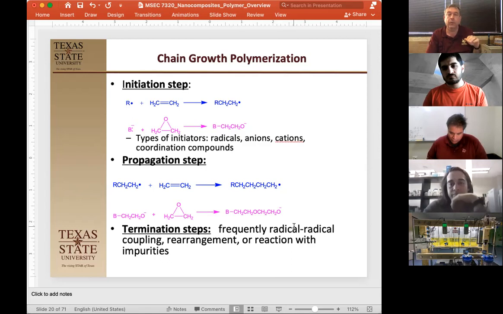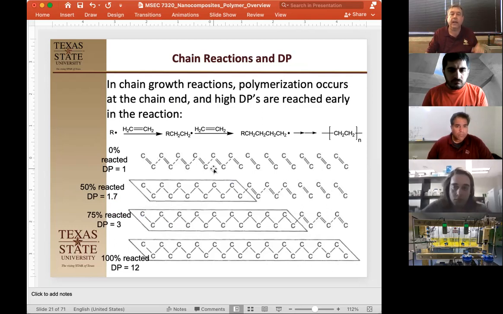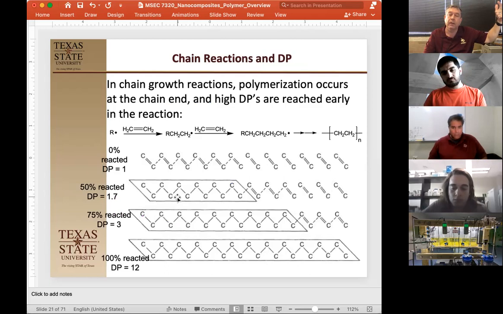All right, so that being said, and I got a couple minutes left, let's look at chain reaction as a function of dP. Okay, so when none of the molecules are reacted, they are all just sitting there, nothing happening right here. And if we initiate this and start growing, remember, it starts growing at the end of that chain. So only the one that's growing is consuming monomer. So that means at 50%, we're at 1.7 already. Remember, we were only at 1.3 before in the step growth. We're at 1.7 there. But at 75%, we now have a dP of 3.